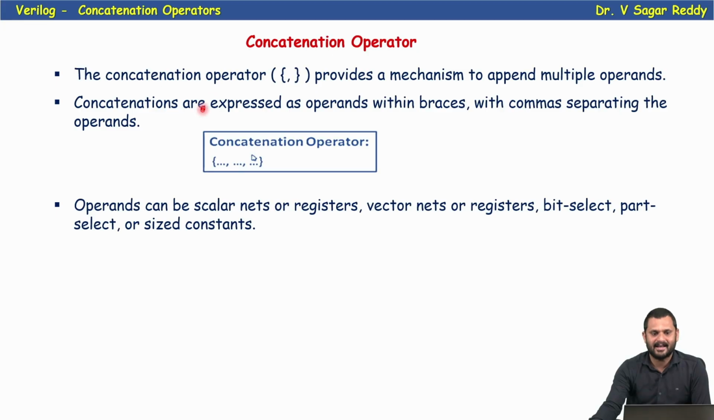Concatenations are expressed as operands within braces, with commas separating the operands. If you want to concatenate 2 operands, they are separated by commas in these braces, right? Operands can be scalar nets or registers, vector nets or vector registers, a bit select or part select, or a sized constant. So now see some examples here.